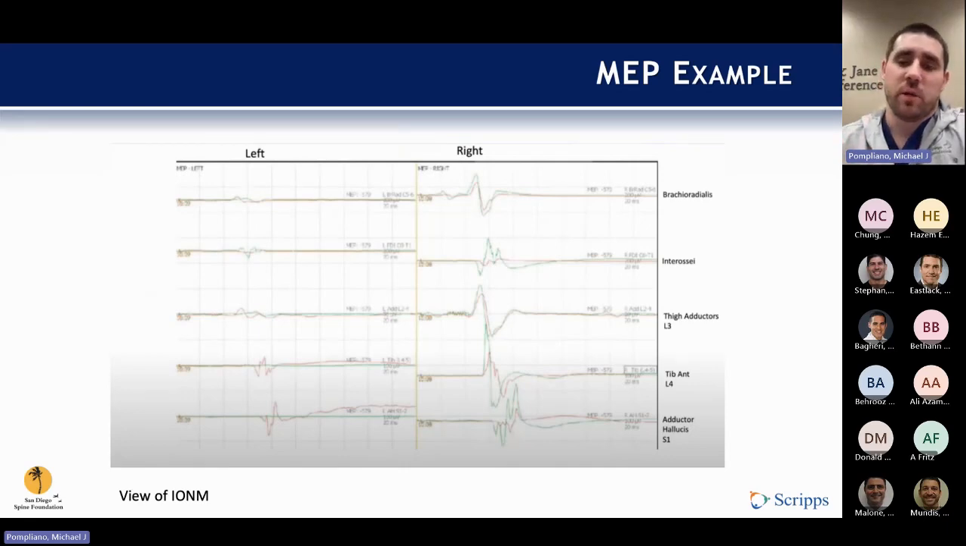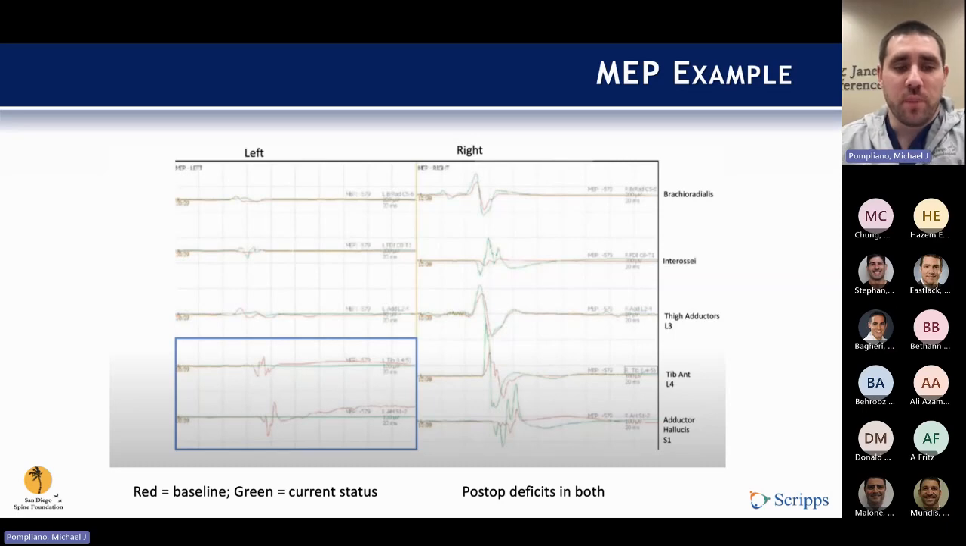So this is an example of what the screen would show intraoperatively. It has the left lower extremity on the left and the right lower extremity on the right, both extremities. You can see the muscle groups there. So brachioradialis, quadriceps, thigh adductors, tibialis, and adductor hallucis. This is kind of the initial view, and then what you'll see on the bottom left there is the red being the baseline and then the green being the current status, a significant change from that level. And this patient unfortunately did wake up with postoperative deficits in both motor groups.